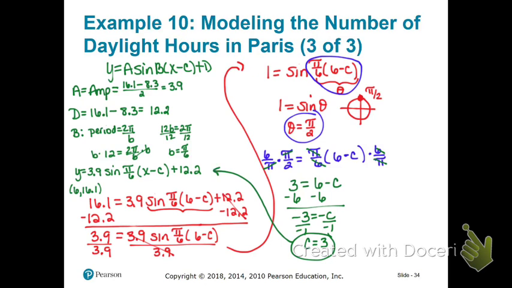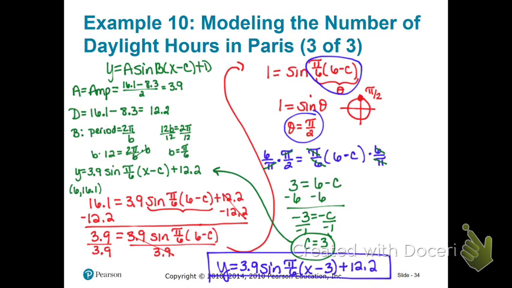So I'm going to write it down here at the bottom. Our equation then is going to be y equals my a, which is 3.9, sine of our b, which is pi over 6, times (x minus c), so it's just 3, and then plus d, so plus the 12.2. And there is the equation of our graph. And we can check that, which is what it wants us to do on the next slide. I'm not going to change it here yet.